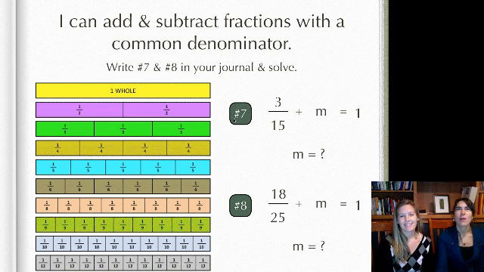This is it, we promise. I know there's a lot of writing on this one, but you are going to write down number 7 in your math journal, and you are going to solve this all on your own, and then come back and be ready to share with your group. And then same with number 8, and hopefully we'll see a lot of correct answers. Hope so.